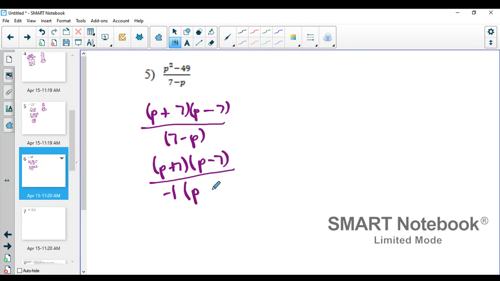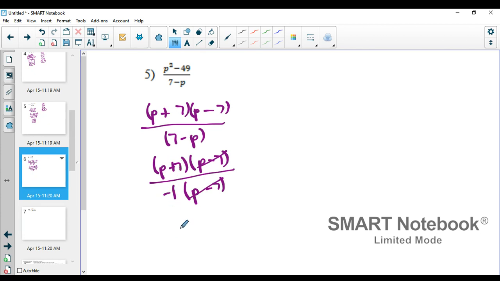So this becomes p minus 7, because 7 divided by negative 1 is negative 7, and negative p divided by negative 1 is positive p. So now we have everything in the same order, and we now have the same binomial. So the p minus 7's cancel, and we're left with p plus 7 over negative 1.